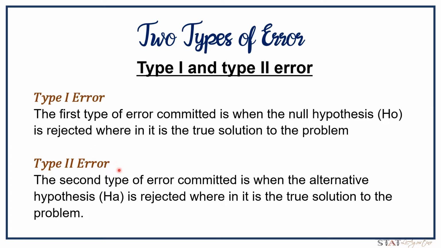And then when I say a type 2 error, the second type of error committed is when the alternative hypothesis is rejected when it is the true solution to the problem.